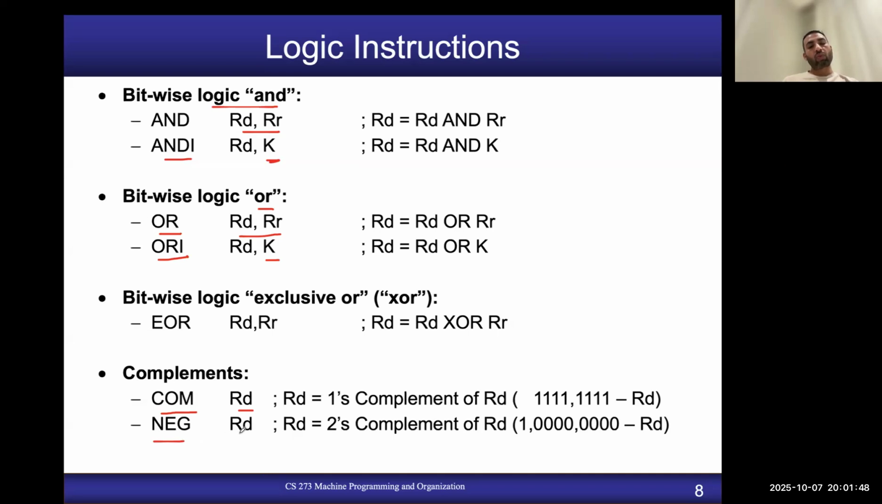And negate is used to get the two's complement of a register. And you know what two's complement is. You simply first find the one's complement and then add 1 to it, right? So whatever value you have in the destination register will be two's complemented and then put back into RD itself. Any questions?